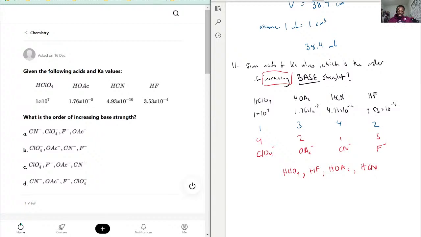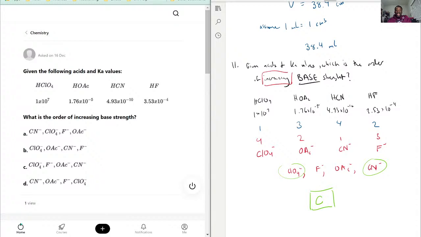This would be all our conjugate bases in the order. So we have ClO4 minus, F minus, OAc minus, and CN minus. And the only answer that matches that completely would be C. C would be the order of increasing base strength because at the end, cyanide is the strongest one, and the weakest base, in fact probably not even acting as a base at all, would be ClO4 minus.